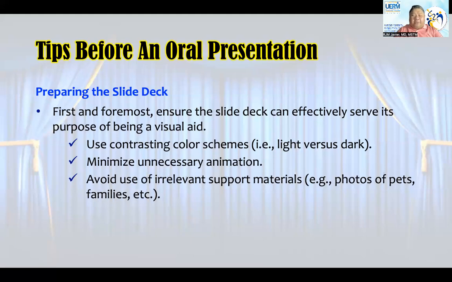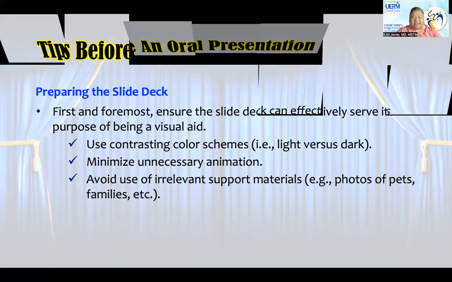Avoid use of irrelevant support materials. As I've said, sometimes there are speakers who are very emphatic, very passionate about what they're saying. However, they interject, let's say, photos of their pets or of their family members or of their cars. Sometimes these are irrelevant. Sometimes the audience might misconstrue the addition of such images as an ostentatious display of one's wealth or whatever. So we try to minimize that as well whenever you come up with your oral presentation.